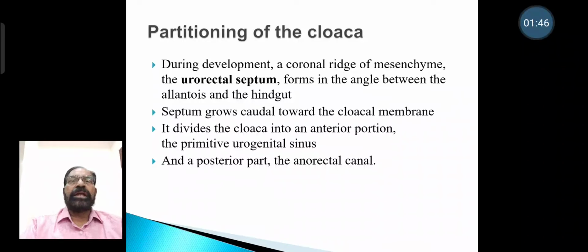Partition of the cloaca. During development, a coronal ridge of mesenchyme called the urorectal septum forms in the angle between the allantois and the hindgut. Septum grows caudally towards the cloacal membrane. It divides the cloaca into an anterior portion, which is called primitive urogenital sinus, and a posterior part called anorectal canal.